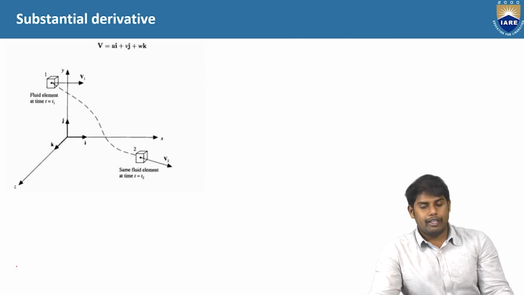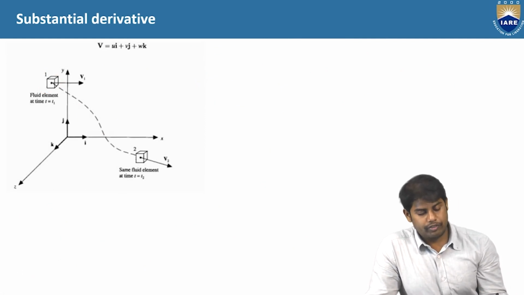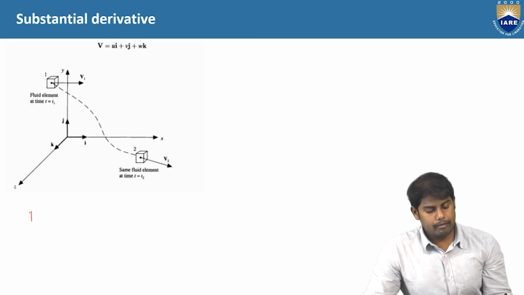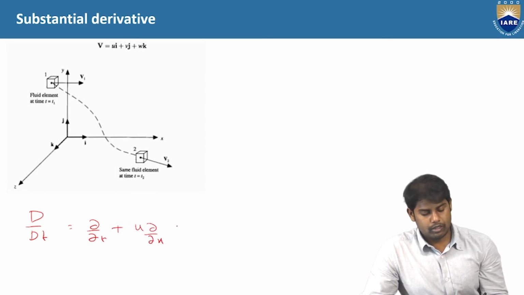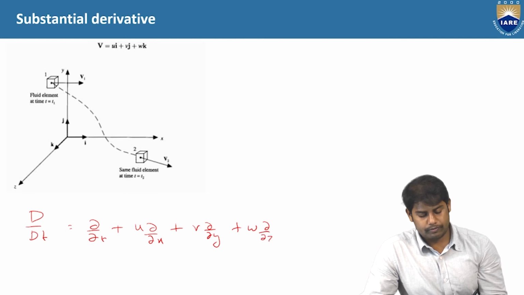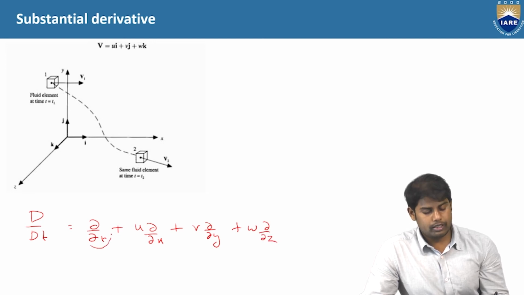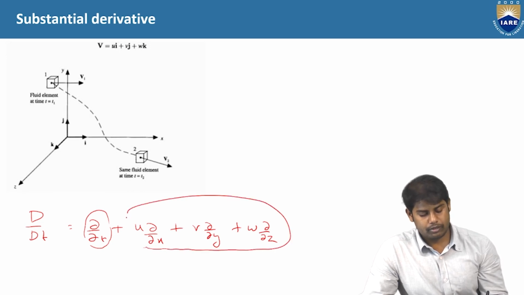So finally, what expression have we obtained? We have D/Dt equal to ∂/∂t plus u ∂/∂x plus v ∂/∂y plus w ∂/∂z. So this is the time derivative term, and here you can see these are the spatial derivative terms.